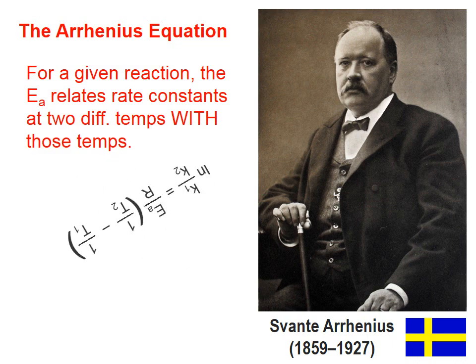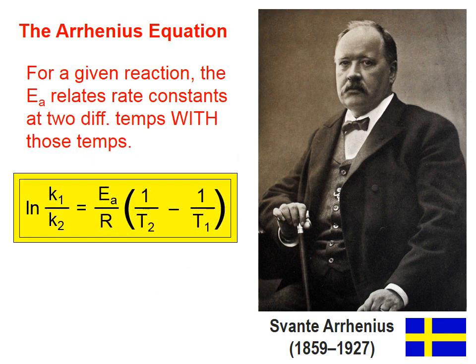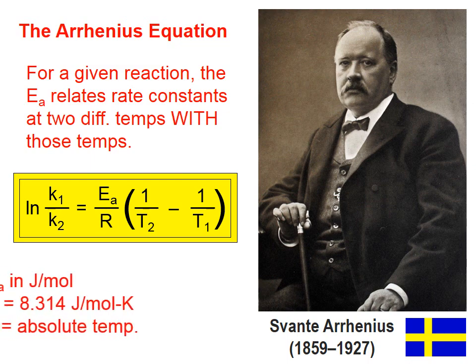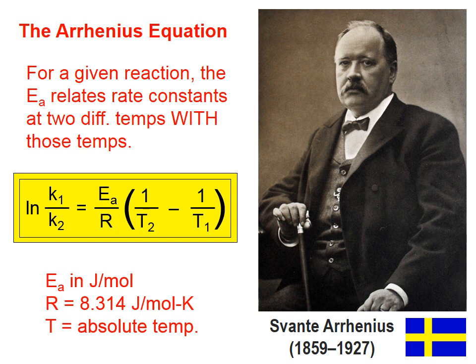For a given reaction, the activation energy, EA, relates rate constants at two different temperatures with those temperatures. This is the formulation of the Arrhenius equation that I have my students work with. You can see that in it there are two rate constants, K1 and K2, and there are two temperatures, T1 and T2. You also have the universal gas constant, R, and then E sub A is the activation energy.